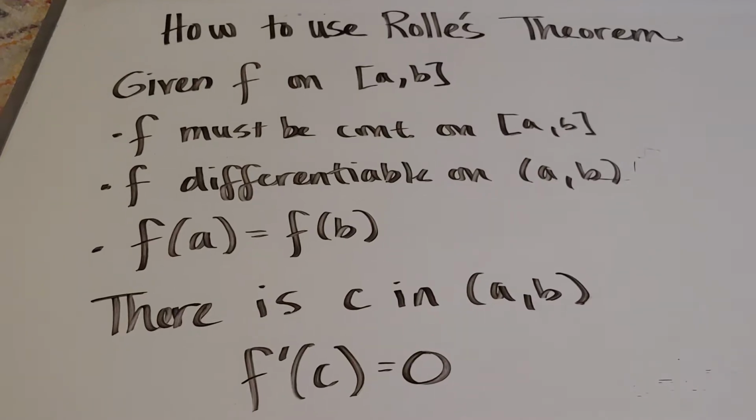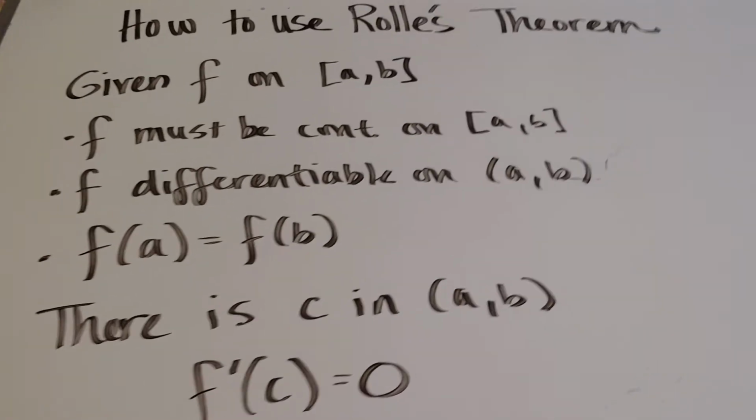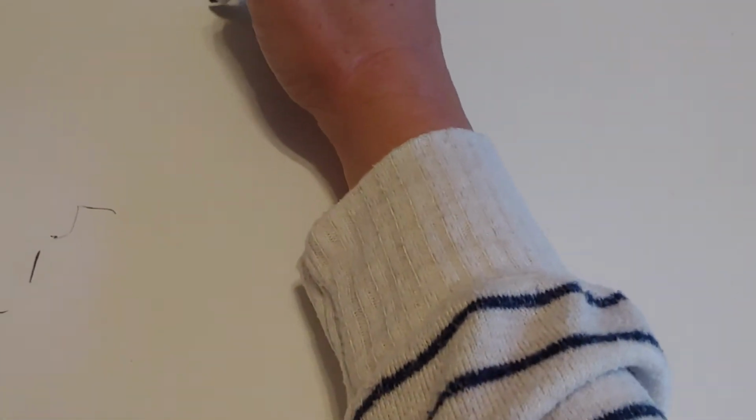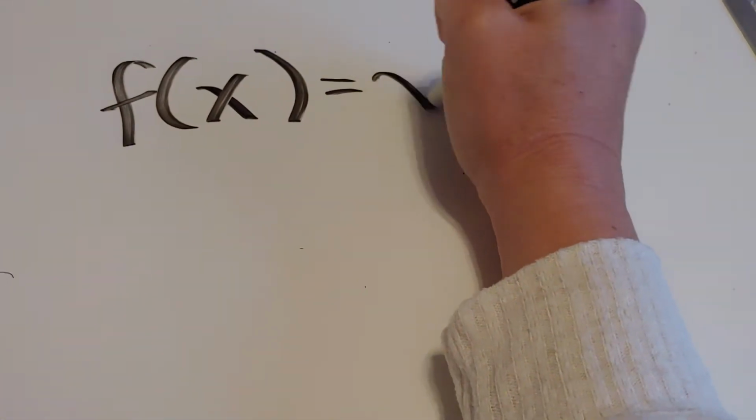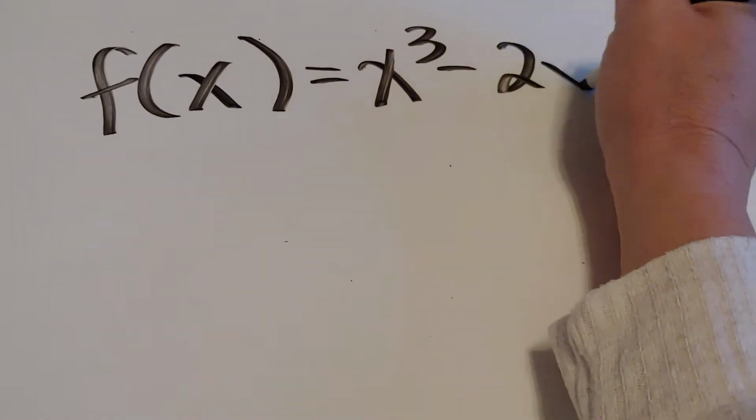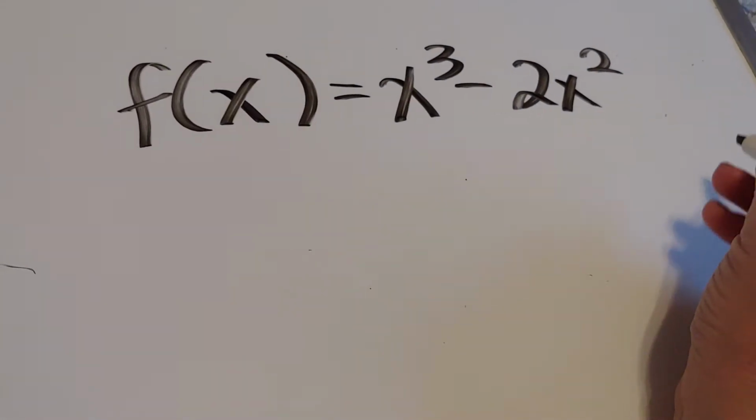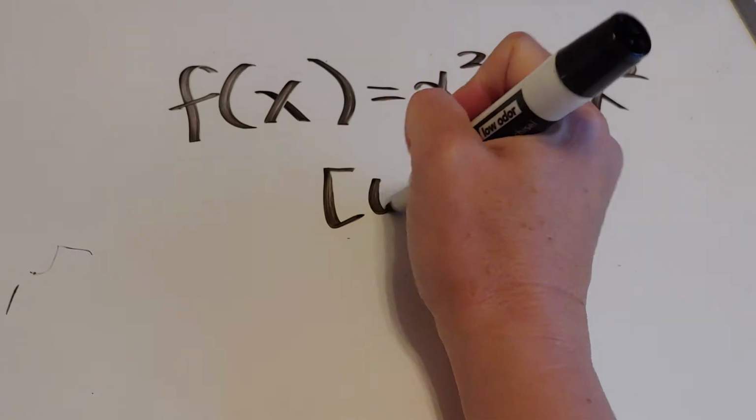So my suggestion is just to use Desmos to graph it or use properties that we covered in chapter 2. What we're going to look at is whether we can use Rolle's theorem on x cubed minus 2x squared, on the interval [0, 2].